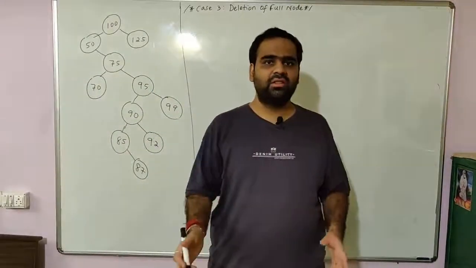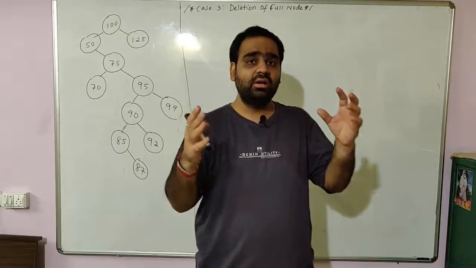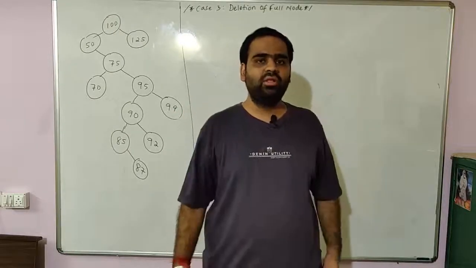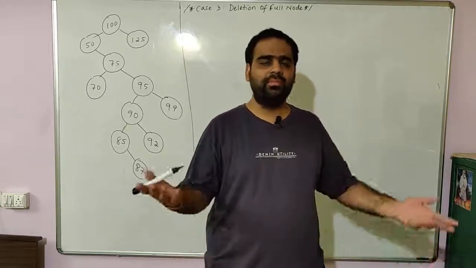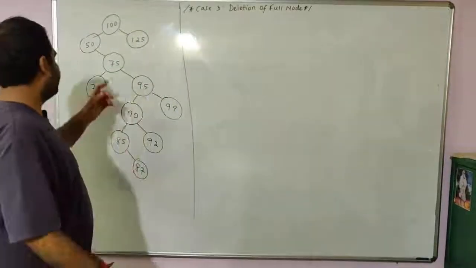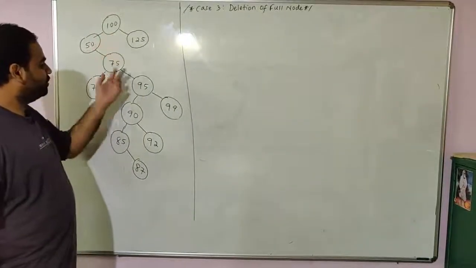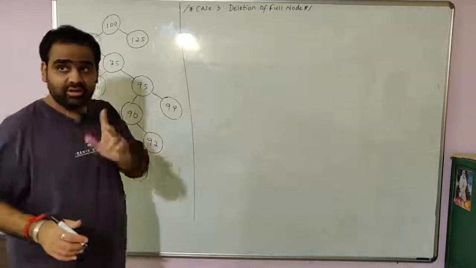Let us see the third case in the deletion of a node from a BST, that is the deletion of the full node. Now what is a full node? A node which has both the left subtree and the right subtree is called a full node. In this case 75 is a full node, 100 is a full node, 95 is a full node, and 90 is a full node because they have two children.